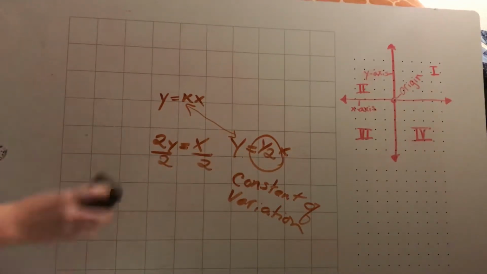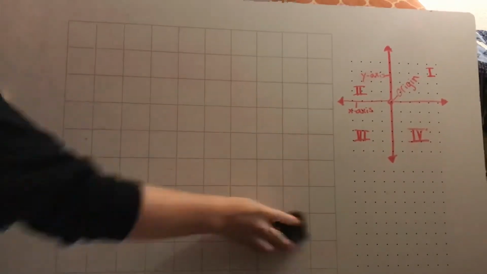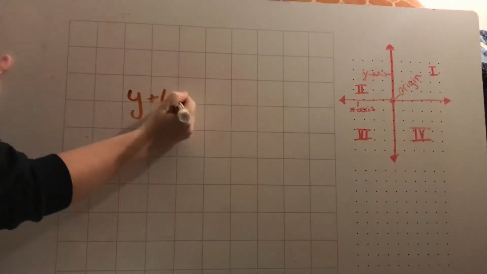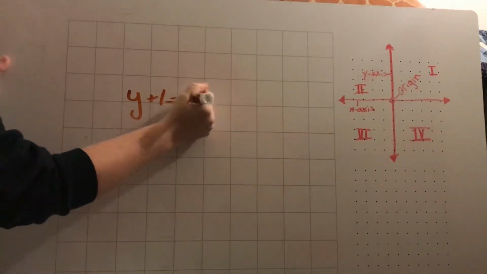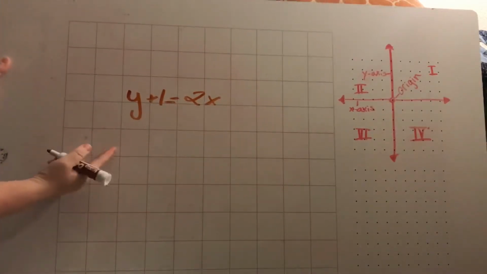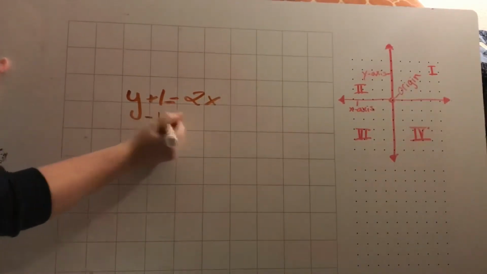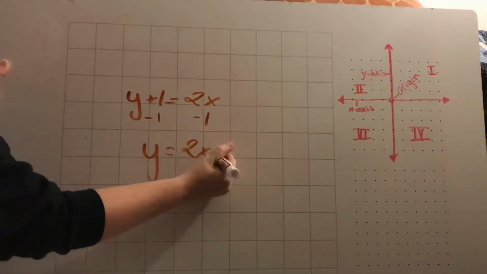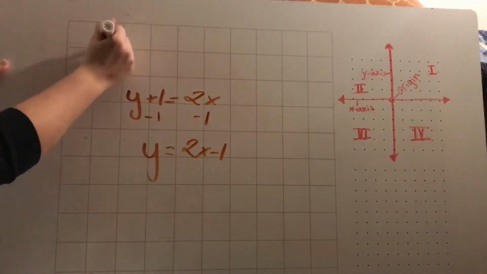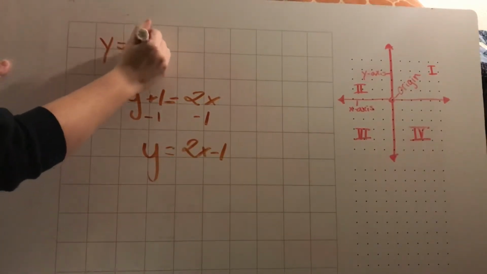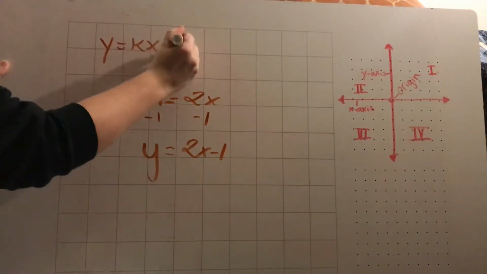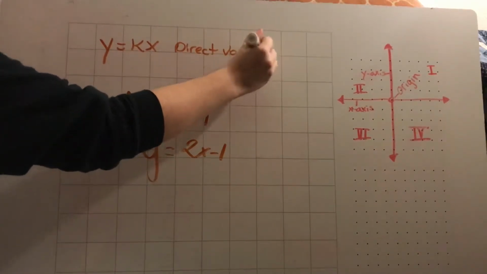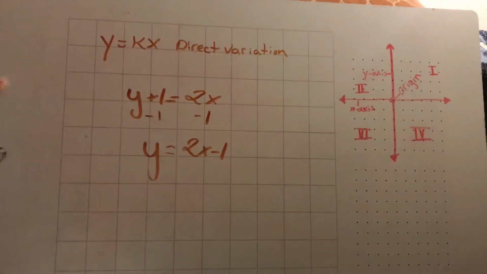Okay, let's try another equation to see if it has direct variation. So we have y plus 1 equals 2x. So to solve for y, what do we do? Well, we subtract 1 from each side, which gives us y equals 2x minus 1. Now, our original equation is y equals kx. So we're going to write this up here and then leave it so we can look at it.